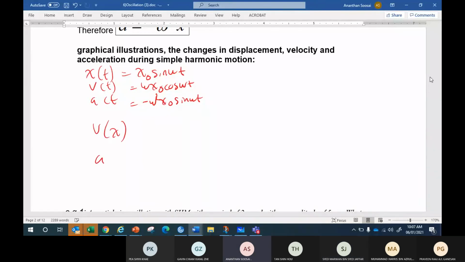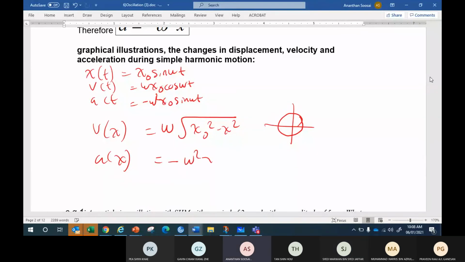Then v-x, a-x graph, you should know. v versus x is what? It's a circle. v equals omega square root of x naught squared minus x squared. And a versus x is what? a equals negative omega squared x. So the graph looks like what? A versus x. Straight line with a negative gradient.